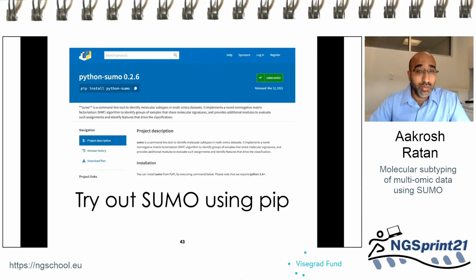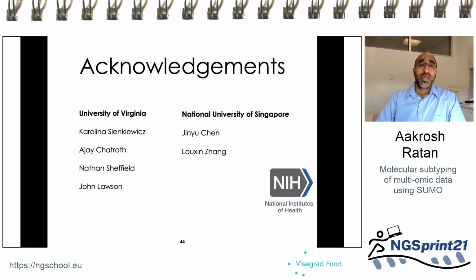That being said, SUMO, I think, is a right step forward. There are a lot of improvements that can be done. And I would encourage everybody to try out SUMO, and you can install it using Pip. We also have a Docker container. Install it that way. And in the end, of course, I would like to acknowledge all the people who actually did most of the work here. Carolina, Ajay, Nathan, John, Virginia, and Jamie and Lucian.